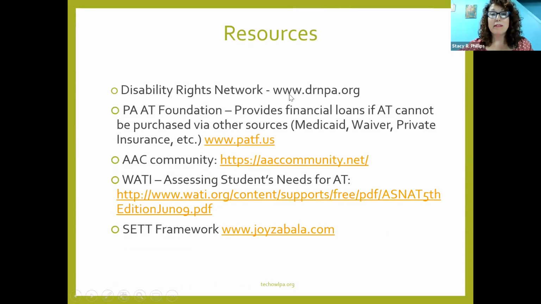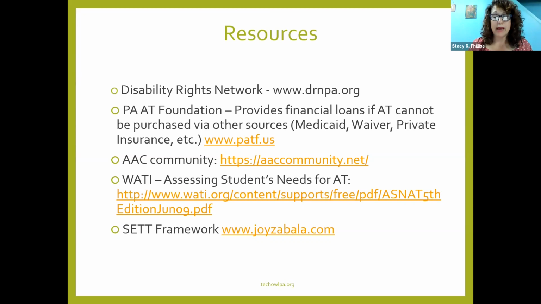The Disability Rights Network, or DRNPA, I listed their website. Another way to get assistive technology is through the Pennsylvania AT Foundation, or PATF. Their website is listed. They have low interest loans for assistive technology devices if you can't purchase them through other methods, so Medicaid, waiver, private insurance, they will provide those. They also do have a grant program that is fairly new, and I don't want to misspeak because I don't know that much about it. But if you go to their website, you can look at all of the options for loans and for grants.